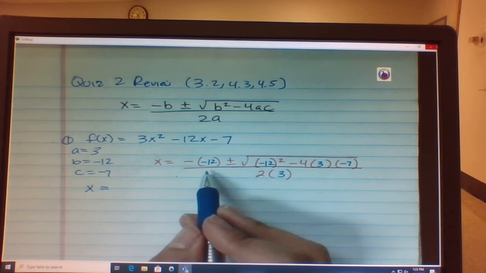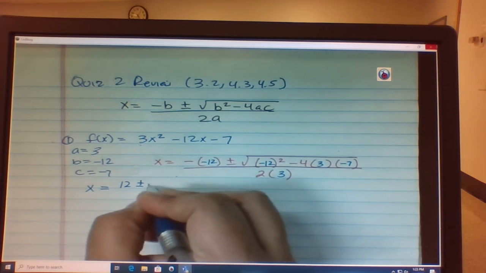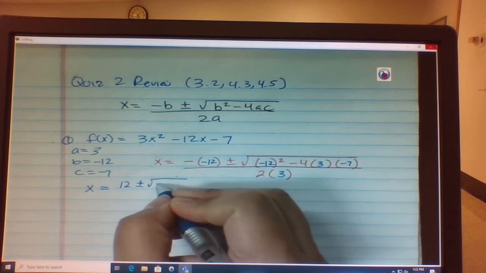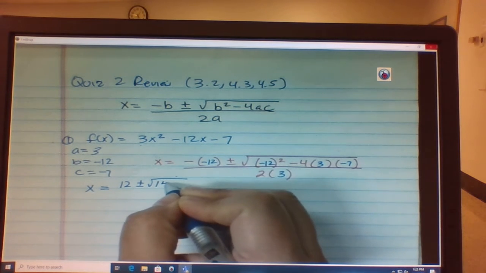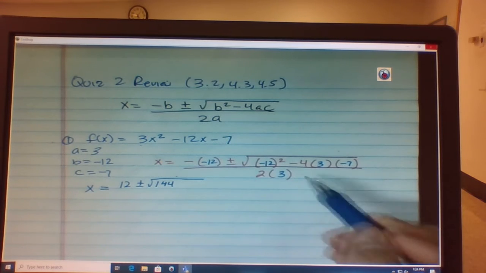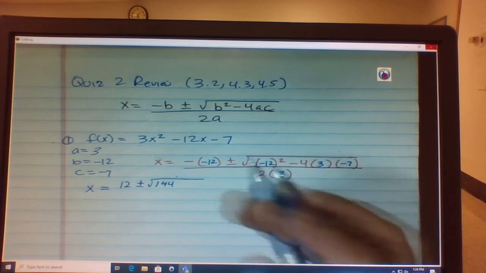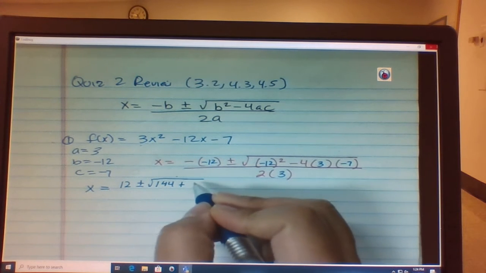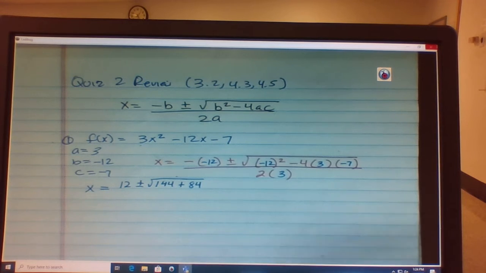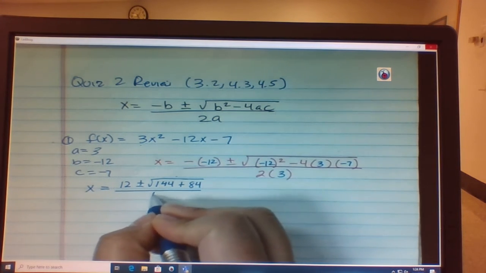A negative and a negative becomes a positive. Negative 12 squared becomes a positive 144. When I multiply negative 4, positive 3, and a negative 7, I get a positive 84. And all this should be divided by 2 times 3, which is 6.